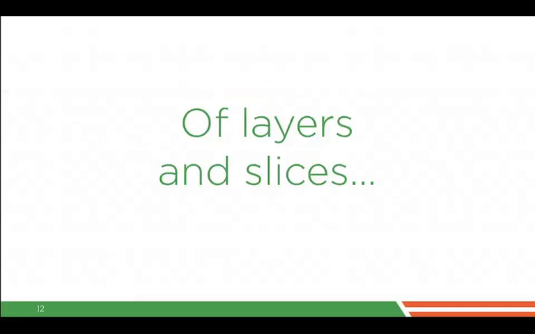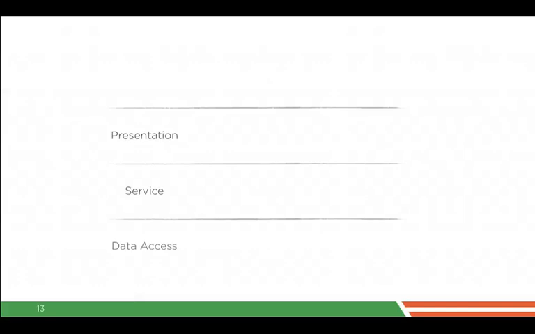Okay, coming back to the layers and slices thing, just to make sure we're all on the same page. Usually you have an application split into layers, right? That's what we get taught in computer science. You have the presentation layer, you have a service layer, and you have a data access layer. Who of you has or is working with an architecture like this?